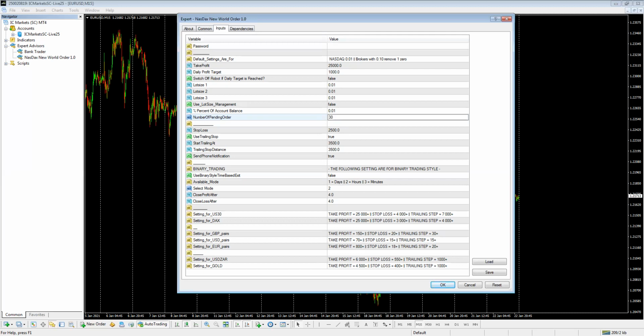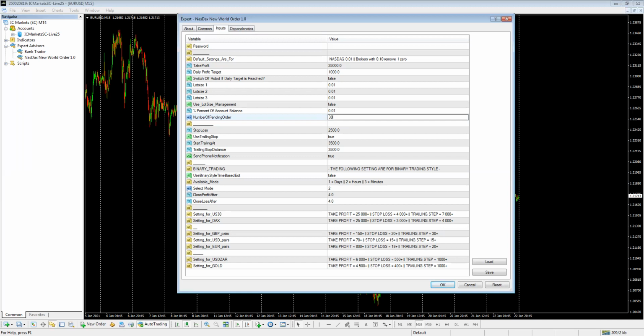This does not mean the robot will open 30 trades all at once. It just means as the market is moving and as the robot is analyzing, it has enough space to place more pending orders if the rules and the analysis are matching 100% or 90% or higher. If the analysis does not match the rules by 90% or higher, then no trade will be open.